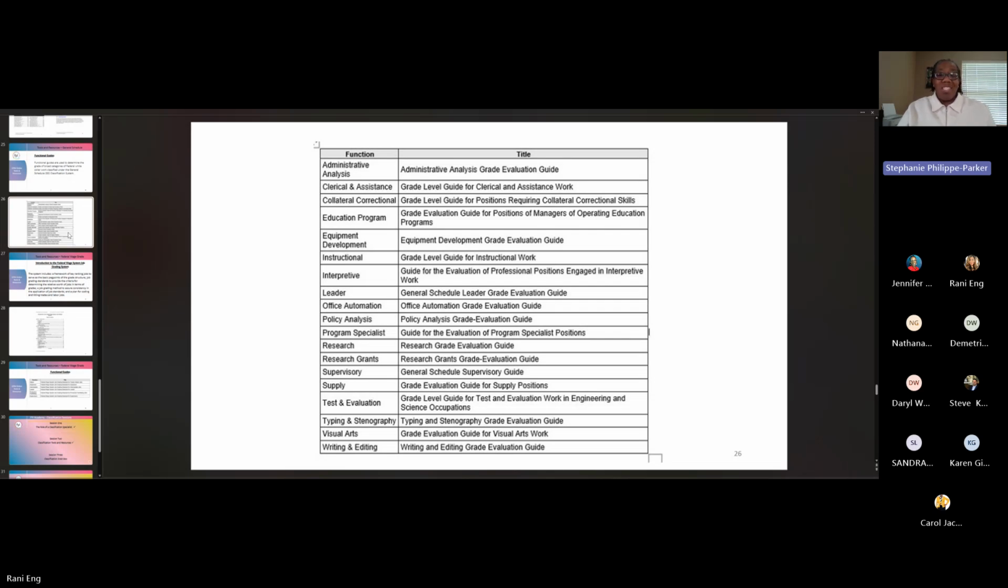And just like with the classification standard we discussed earlier for each series, these functional guides also provide the parameters for evaluating and grading a position. As with the other tools we discussed earlier, these functional guides are essential tools in helping us to make the proper classification determinations. So these functional guides, along with the classification standards, are important tools again in helping us to properly grade a position during the review. Next slide, please.